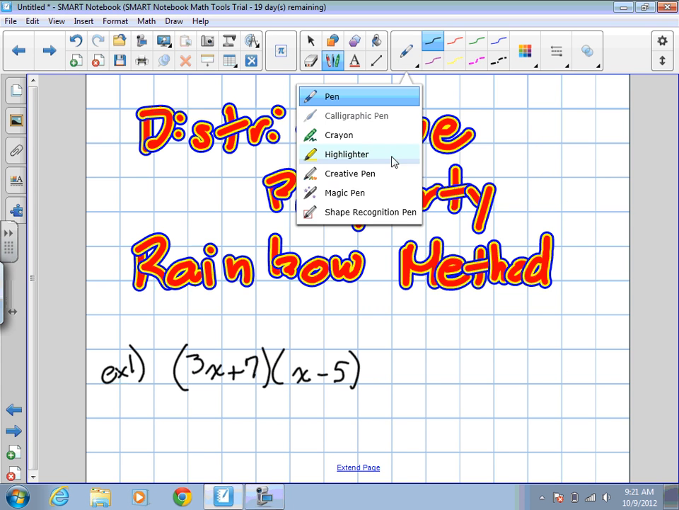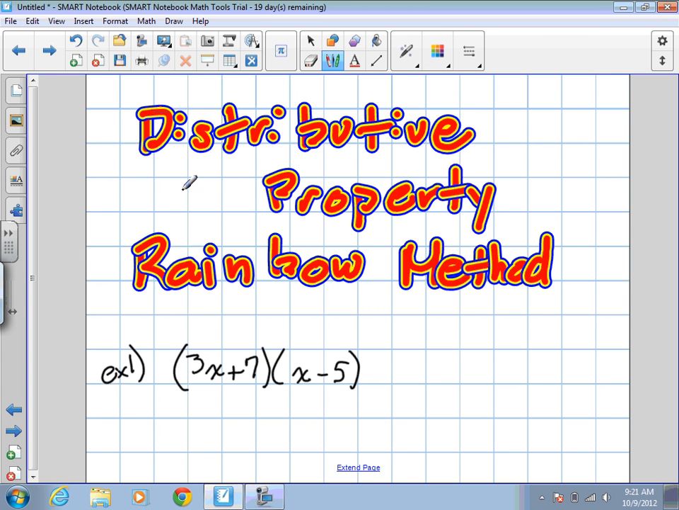Okay, we're going to go over the same type of question we've just done. Again, it's called distributive property. We called them multiplying polynomials. And the method we used last time was FOIL. This time we're going to use something called the rainbow method. Okay? So with FOIL, we talked about multiplying the first terms, then the outside terms, then the inside terms, then the last terms. That was the process to it.